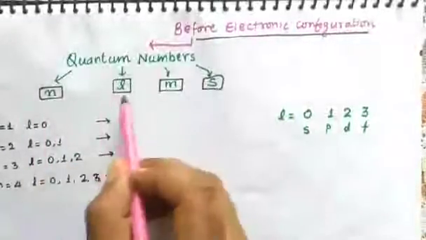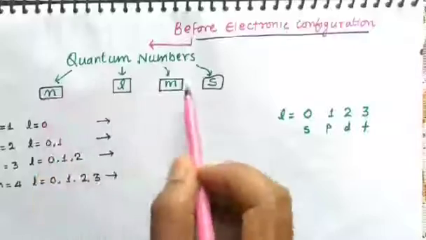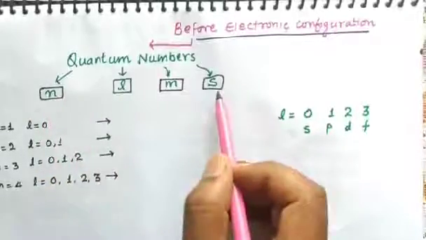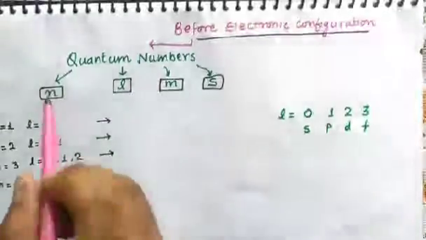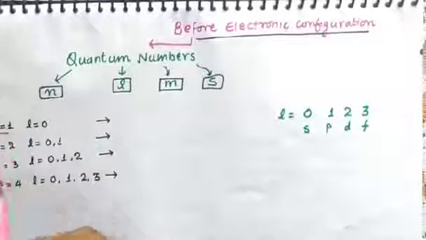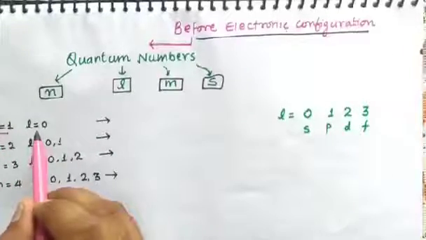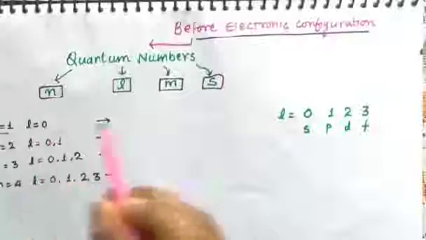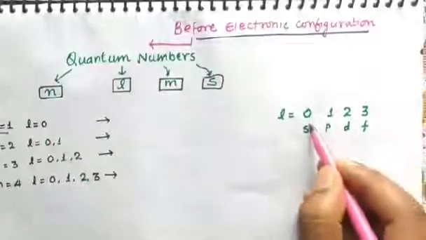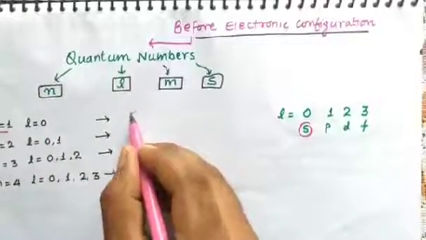Now there are 4 quantum numbers: n, l, m and s, the principal, azimuthal, magnetic and spin quantum numbers. First, as you know, if the principal quantum number n is equal to 1, then l will be equal to 0. If l is equal to 0, it will be the s subshell, so I can write it as s.